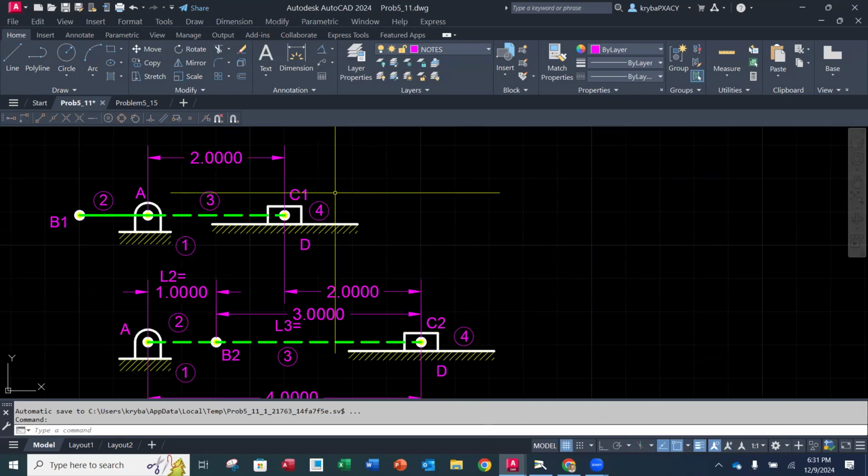Okay. So that's, I would say, the easiest one of the 3 that we're going to be doing. Now what we're going to do is take it a step further, and we are going to do an offset slider crank mechanism.